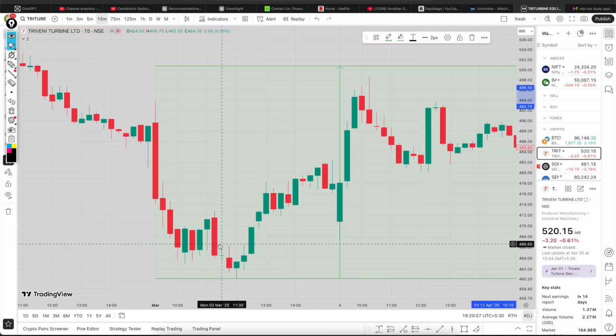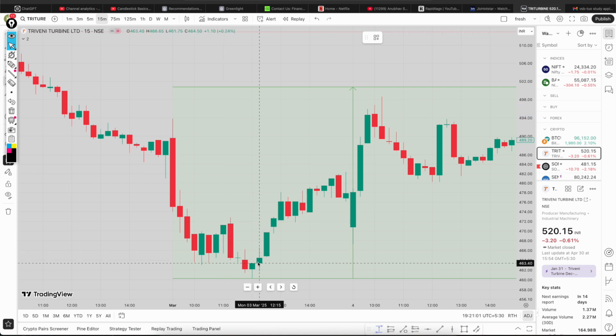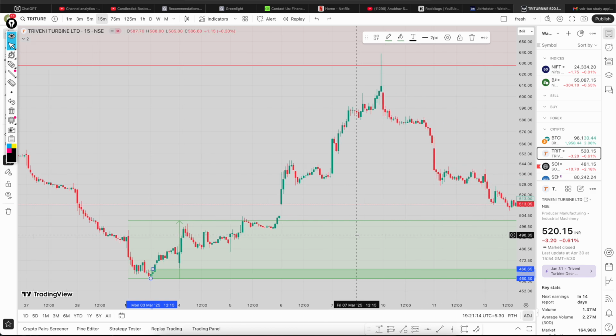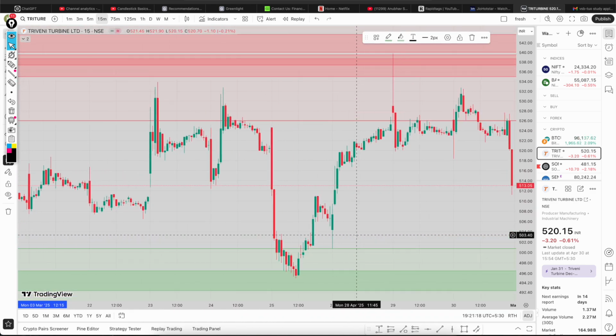You see how these zones have worked. Drop, 1 2 3 4, fighting took place in between these candles, and then in this particular candle you see how it just entered this zone and did not stop after that. So this is one more zone, and let's see if some zones are present over here.